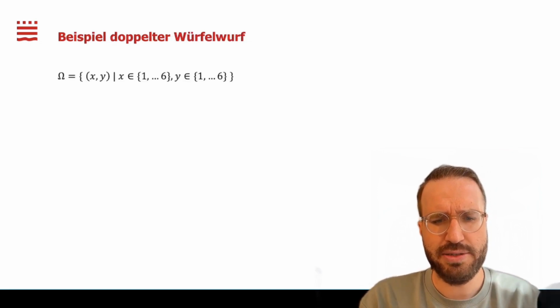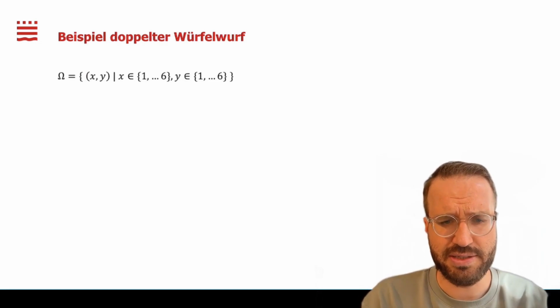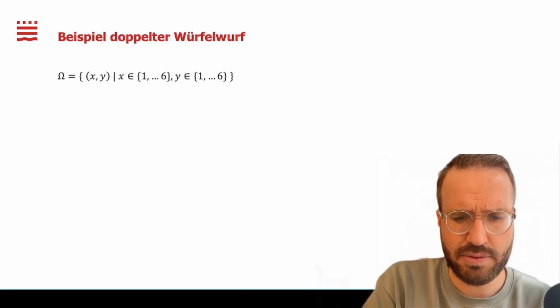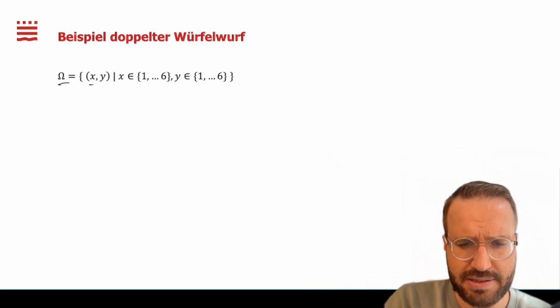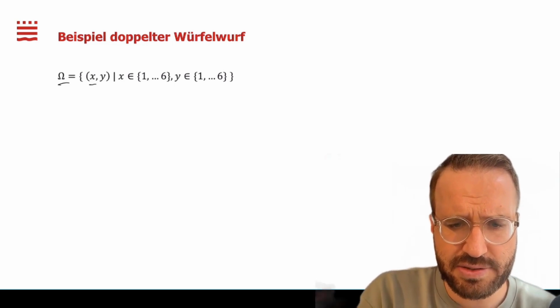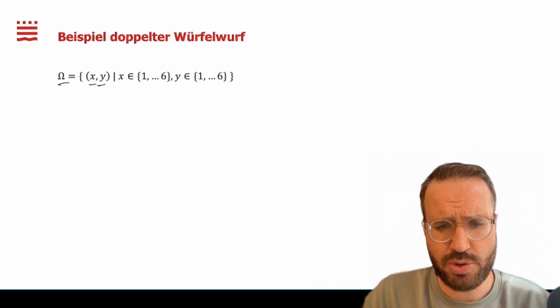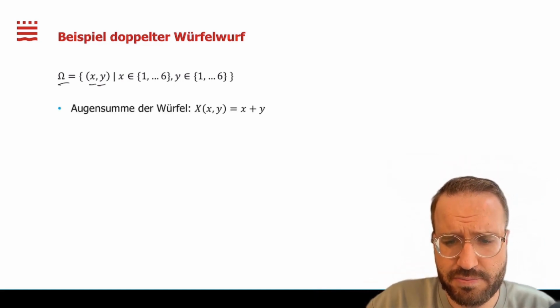And we want to illustrate this again using this example. So this is our omega. So we have these tuples. Just briefly, why is this omega? We have the tuples where x is between 1 and 6 and y is between 1 and 6. And now the question is, how do we define this function?